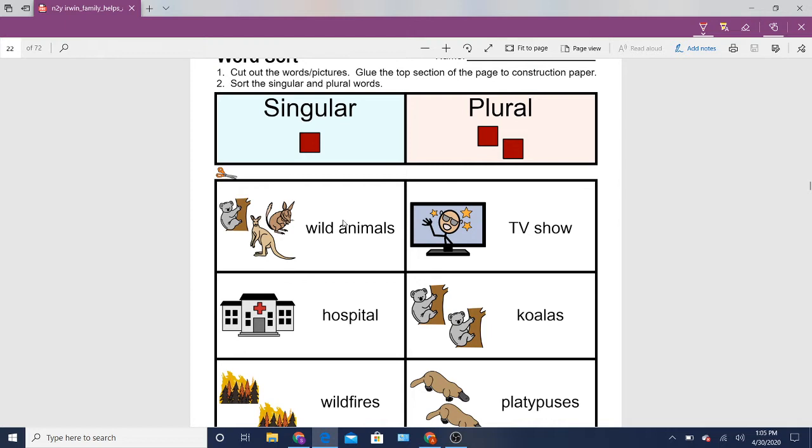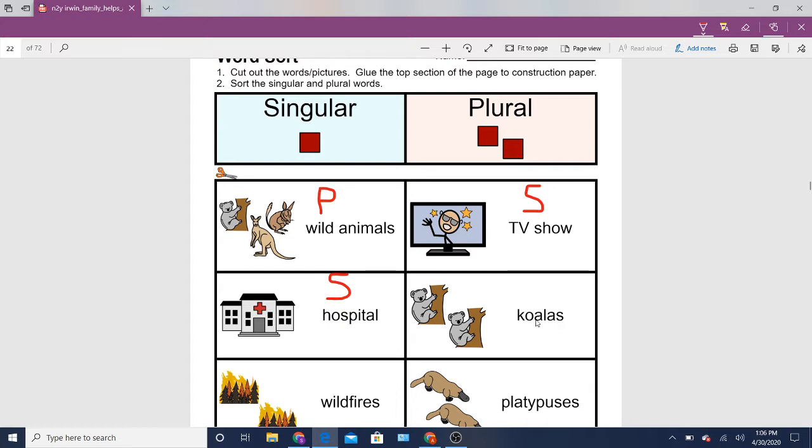So let's go to the first box, and it says wild animals. Notice the S at the end, and that there's more than one animal here. So wild animals is plural, and we're going to write a P in the box. Going over to the side, this says TV show. There's no S, there's only one TV, so TV show is singular because there's only one. Hospital, again, no S, one hospital. So that is singular.